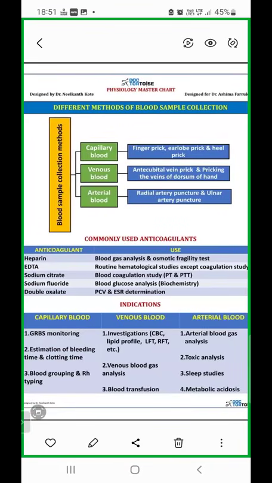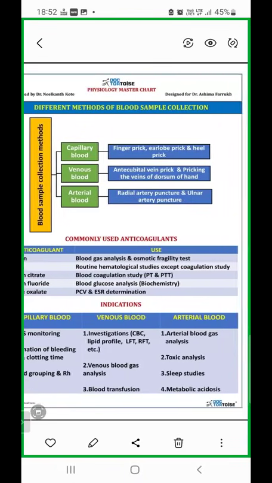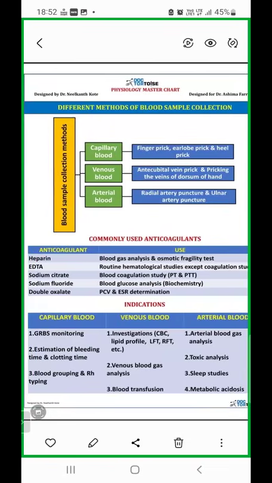Now, the anticoagulants which are commonly used are heparin. Heparin is used in case of blood gas analysis and osmotic fragility test. EDTA, ethylene diamine tetraacetic acid, is used for routine hematological studies, except the coagulation study, and is very common. Sodium citrate is used for blood coagulation study, PT and PTT. Sodium fluoride is used for blood glucose analysis in case of biochemistry, and double oxalate in PCV and ESR determination. So anticoagulant plays a very important role.